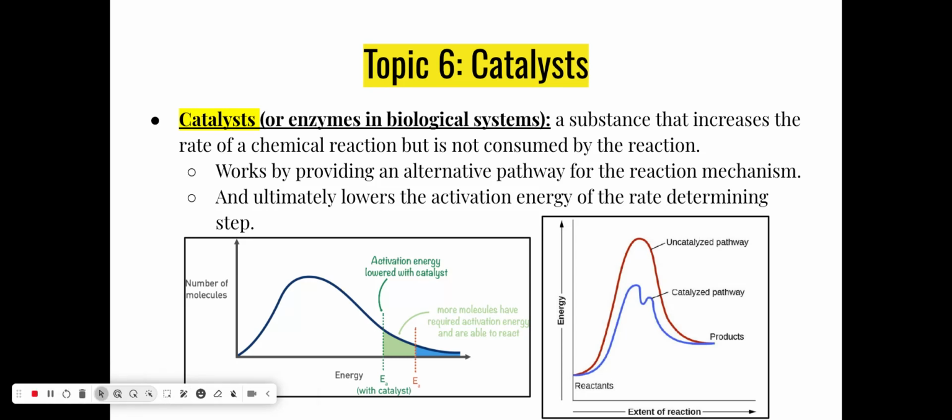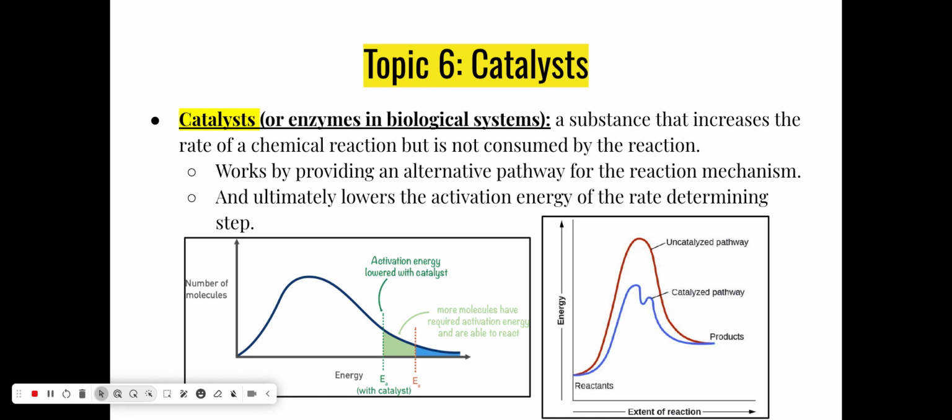Today we're going to talk about our final topic of Unit 5, which is on catalysts. And guys, a catalyst, or an enzyme in a biological system, is simply a substance that increases the rate of a chemical reaction, but is not consumed by the reaction. So it ultimately works by providing an alternative pathway for the reaction mechanism, and it lowers the energy of activation of the rate determining step.